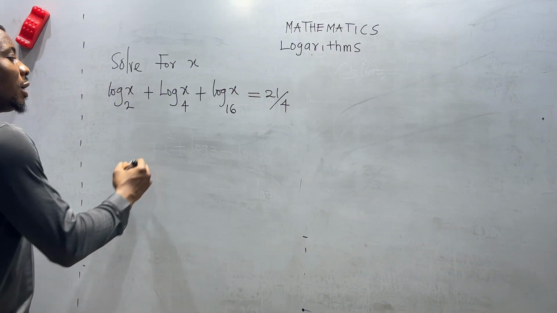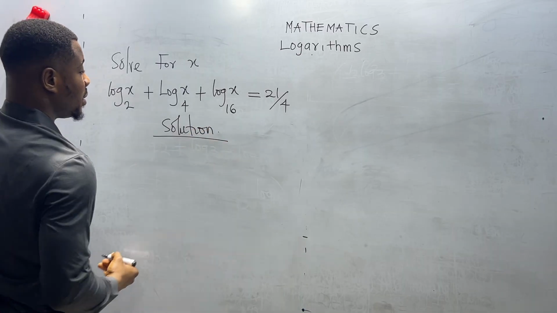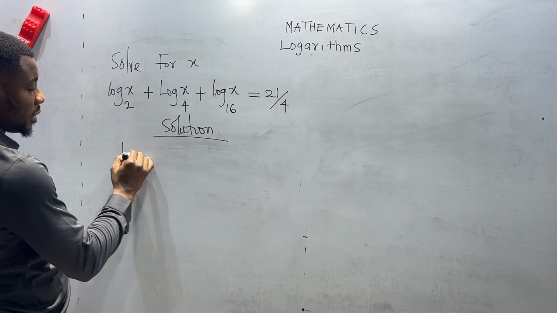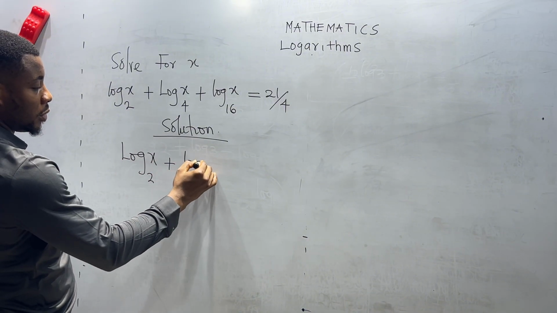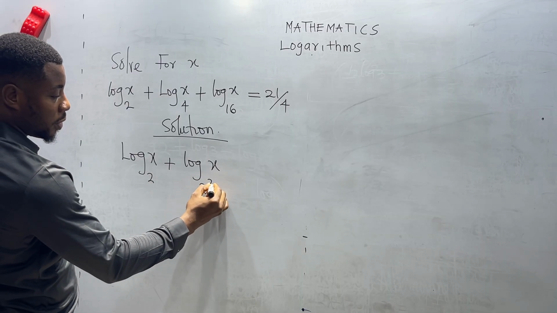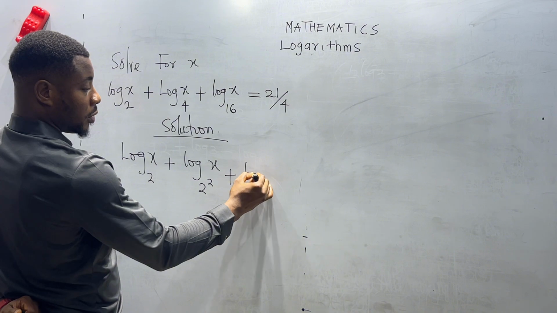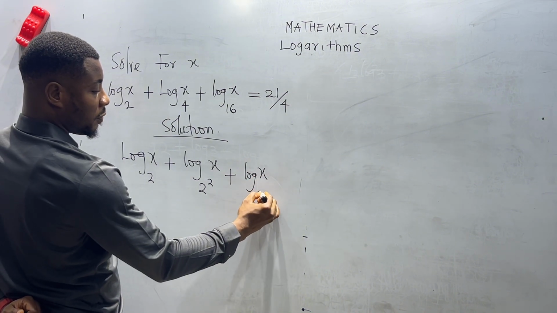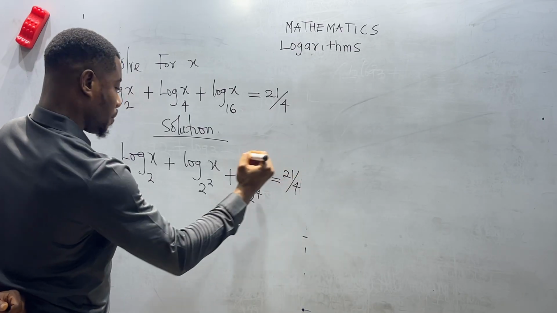Now, how do we solve this question? It's a very simple question, very easy. We can decide to do something like this here. This is saying log x to base 2 plus log x to base 4. Now, 4 is the same thing as 2 to the power of 2 on the base. Plus log x to base 16, and 16 is 2 to the power of 4. This is equal to 21 over 4.